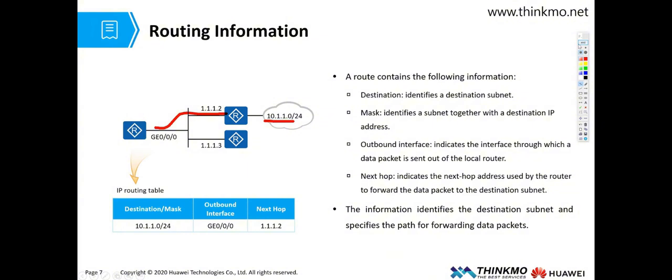Here, if I am connected through a switch in this network, everything goes out from my interface. So, after it goes out from my interface, what happens next? To which device should it be sent? So here I need to specify the next hop. In this context, this information identifies the destination subnet and specifies a forwarding path for our data packets.